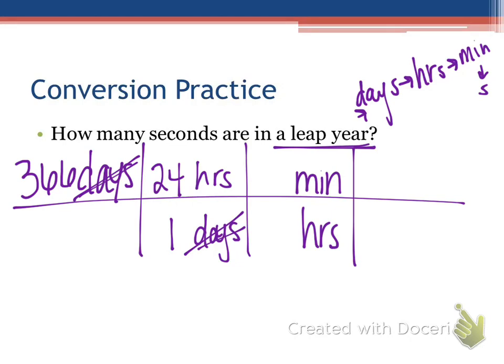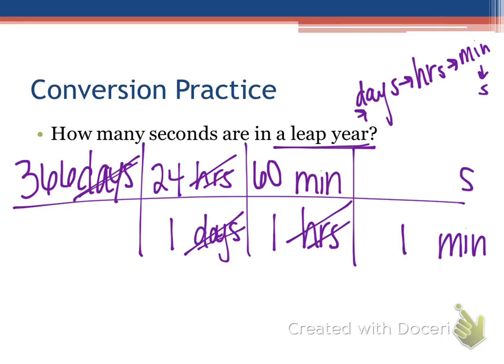Okay, same thing. Would we rather tell how many minutes are in 1 hour or how many hours are in 1 minute? Right, so we say 1 hour is 60 minutes. Okay, so now I've canceled hours. And I want to go from minutes to seconds. Same thing. Usually the bigger unit is getting the 1, and we tell how many of the smaller unit are within that bigger unit. Okay, so now I've canceled minutes.